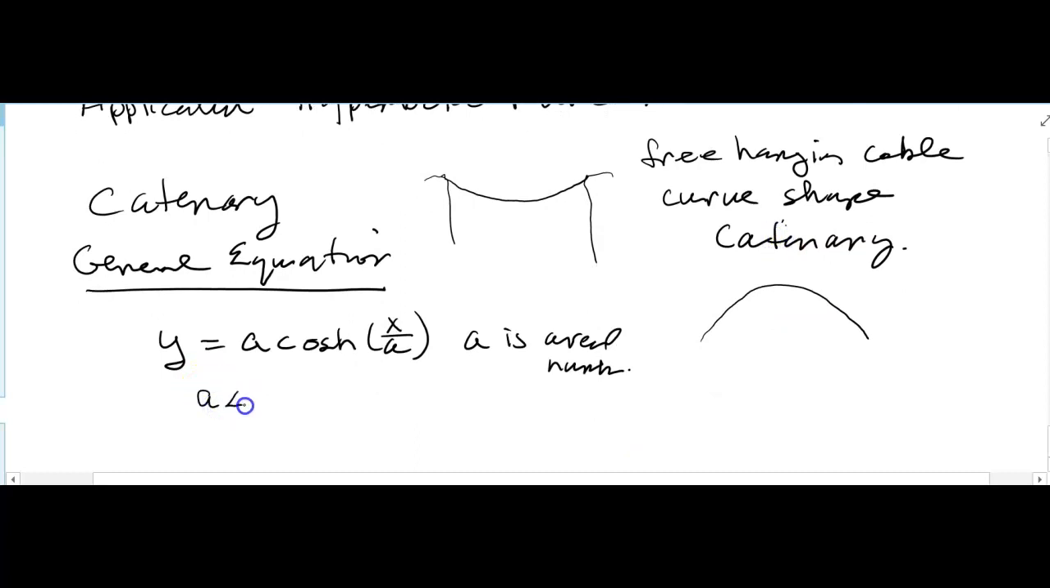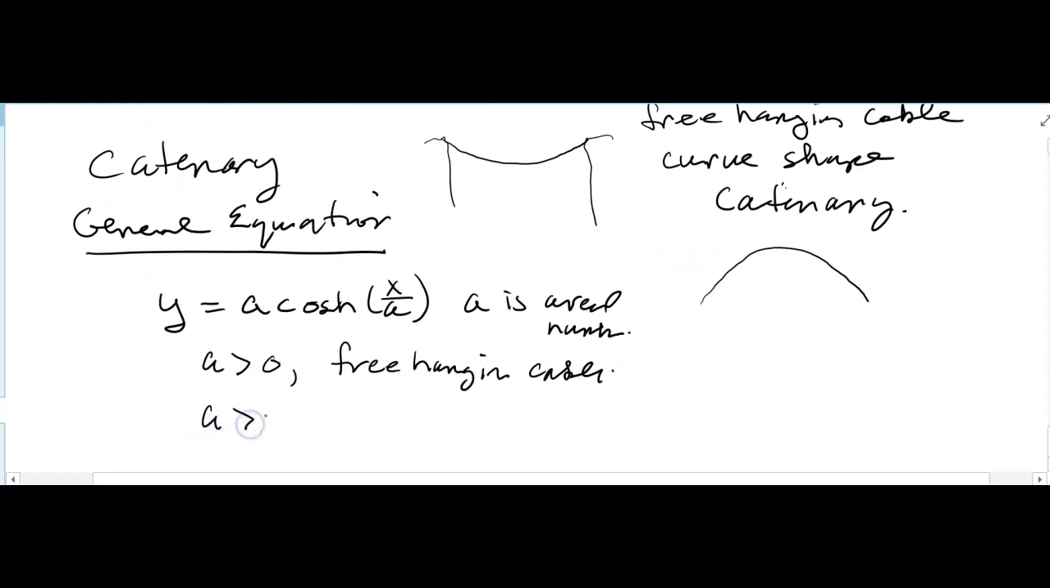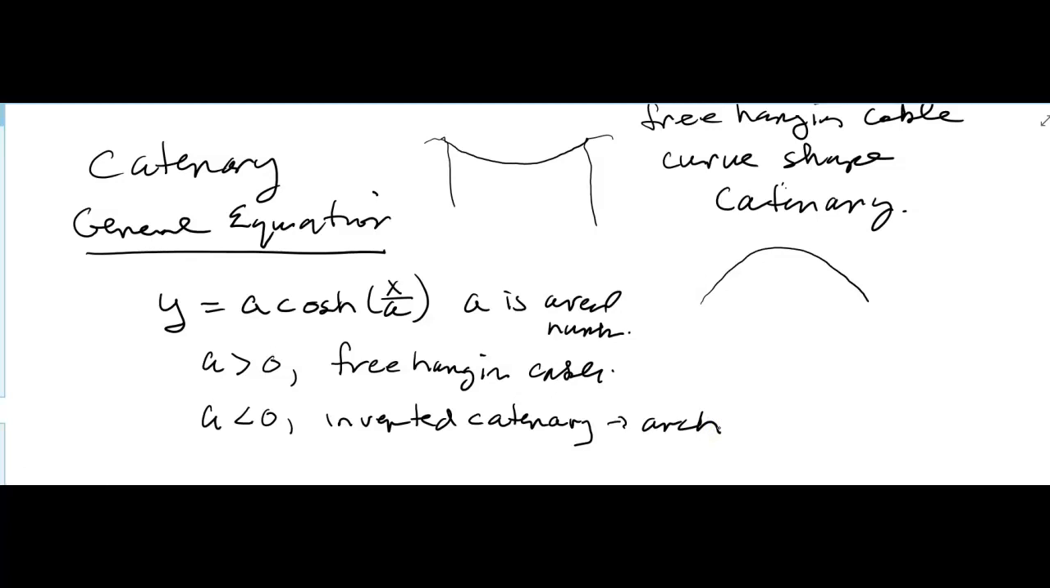And if a is greater than 0, then we have the look of the free hanging rope, right? Cable. But if a is less than 0, we actually have an inverted catenary, and think of an arch. So you see catenaries, and a classic example is actually a telephone wire. When you're going down, a telephone wire has these catenary functions.